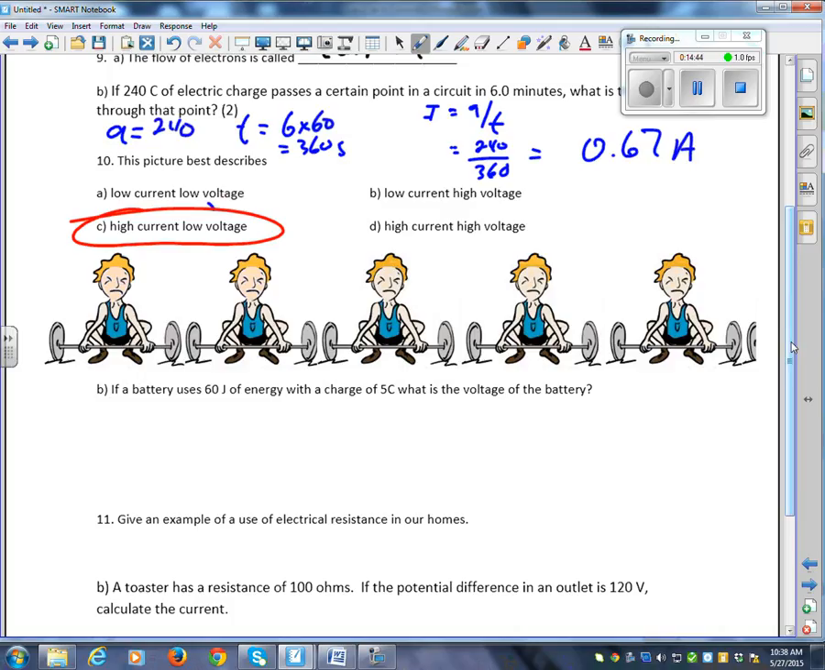If a battery uses 60 joules of energy with a charge of 5 coulombs, what is the voltage? So we are solving for V. 60 joules of energy, so E is equal to 60. Charge of 5, Q is 5. What is the formula for V with E and Q?